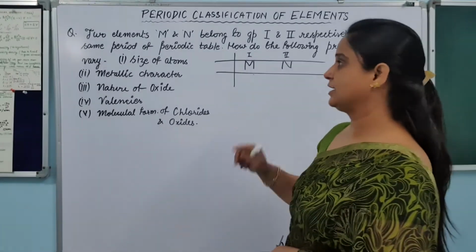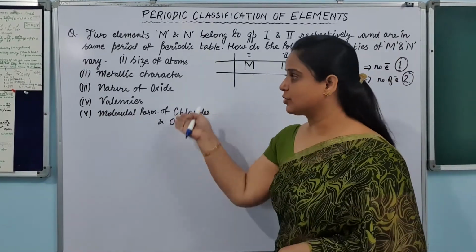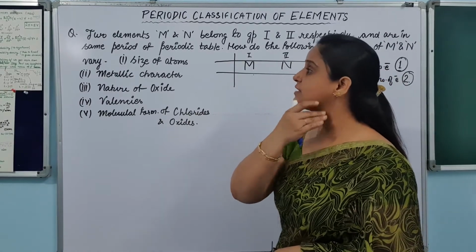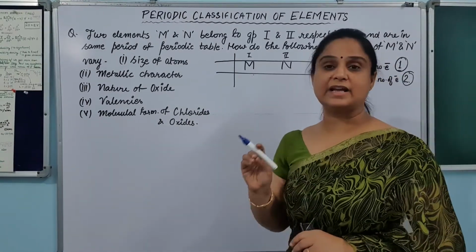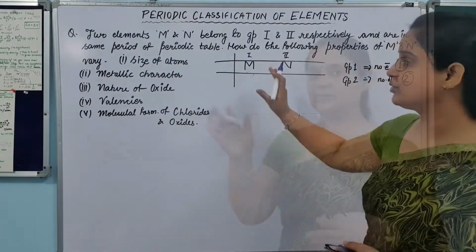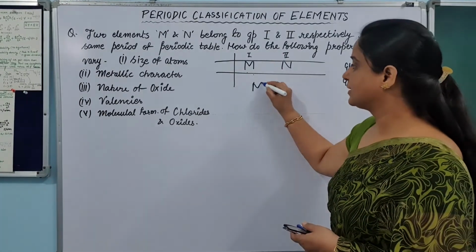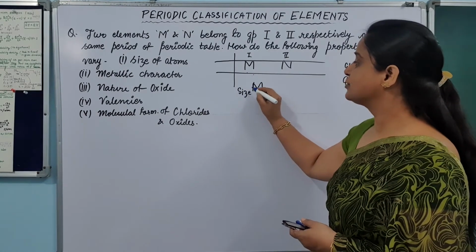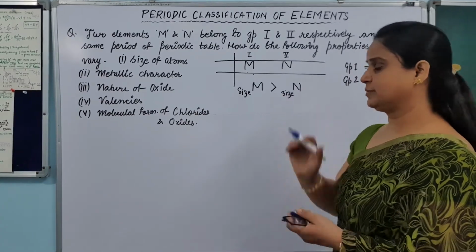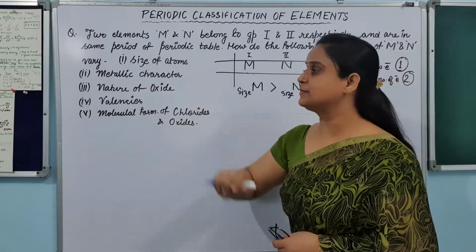Okay, so what they are asking, how do the following property of M and N vary, मतलब जो given properties हैं वो कैसे change होंगी M और N की, that we have to discuss. Okay, so let's start with the first property, and the first property they want to discuss size of atom. They want to know कि size of the atom will increase or they will decrease. We know that up to down the size increases and left to right size decreases. So size of M will be greater than size of N. Simple, because we are moving this way and in a period the size decreases. Simple one.